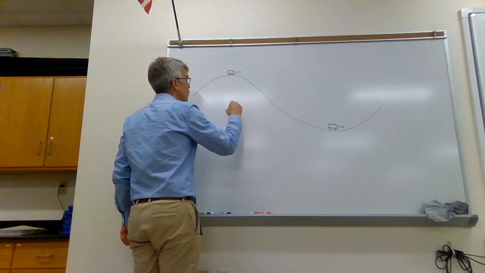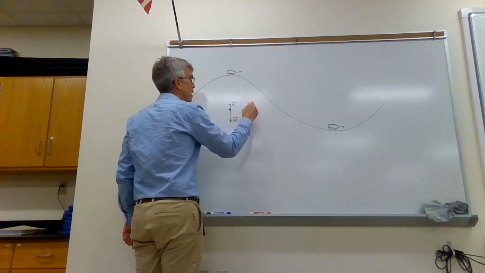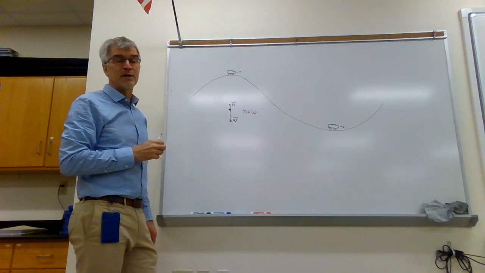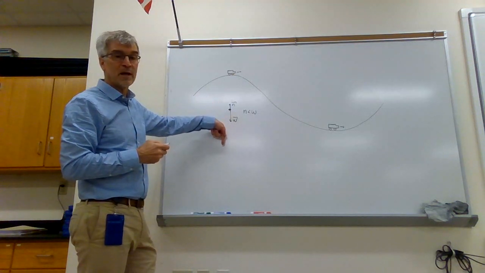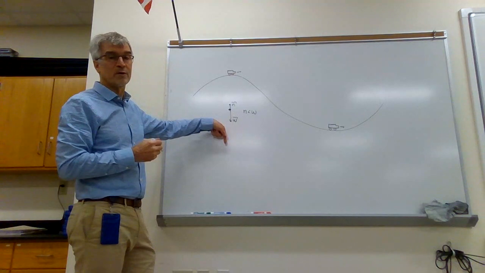So if you look at the forces acting on this car at the top of the hill, there's a gravitational force down and a normal force up. And the size of N is smaller than the gravitational force. This means there's a net force down. That net force is called the centripetal force.